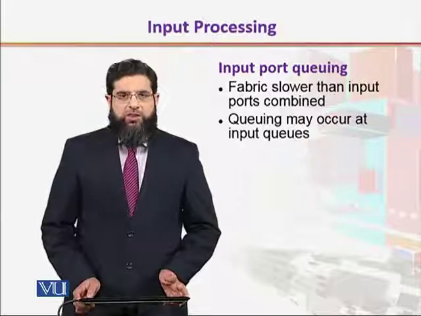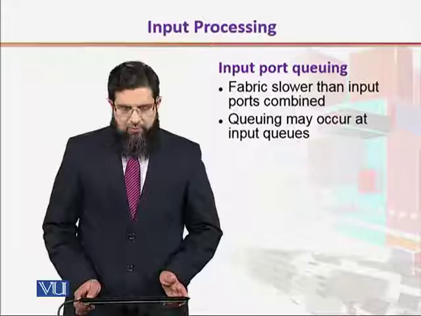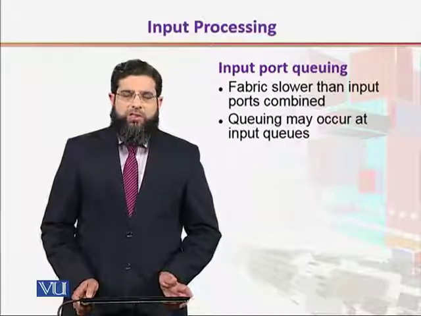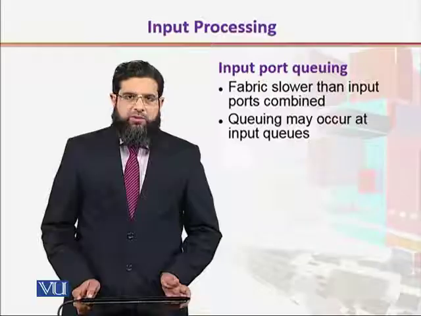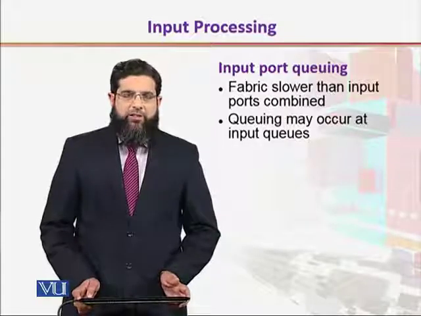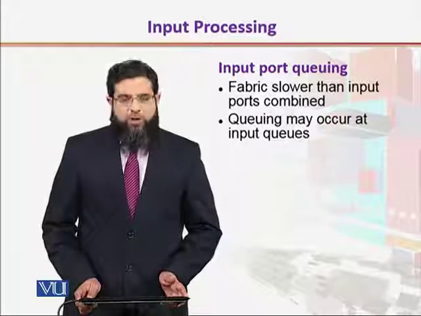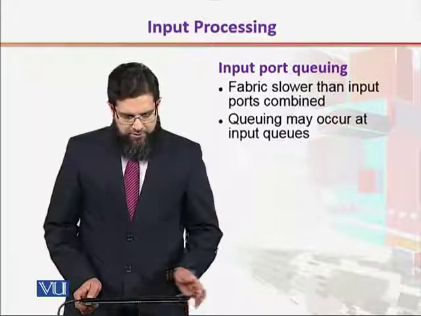Another important process that takes place at the input is the queuing itself. Why does this happen? This happens when the switching fabric is slow, for instance, when it is based on bus architecture. In that case, the input queue would have enough data that the switching fabric cannot forward. Consequently, the input queues would start getting filled up.